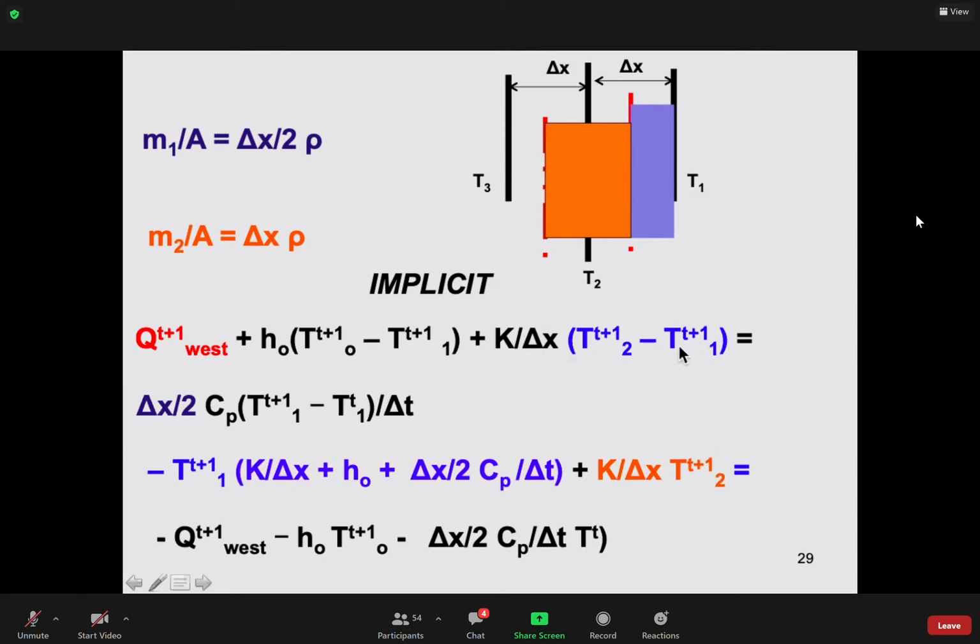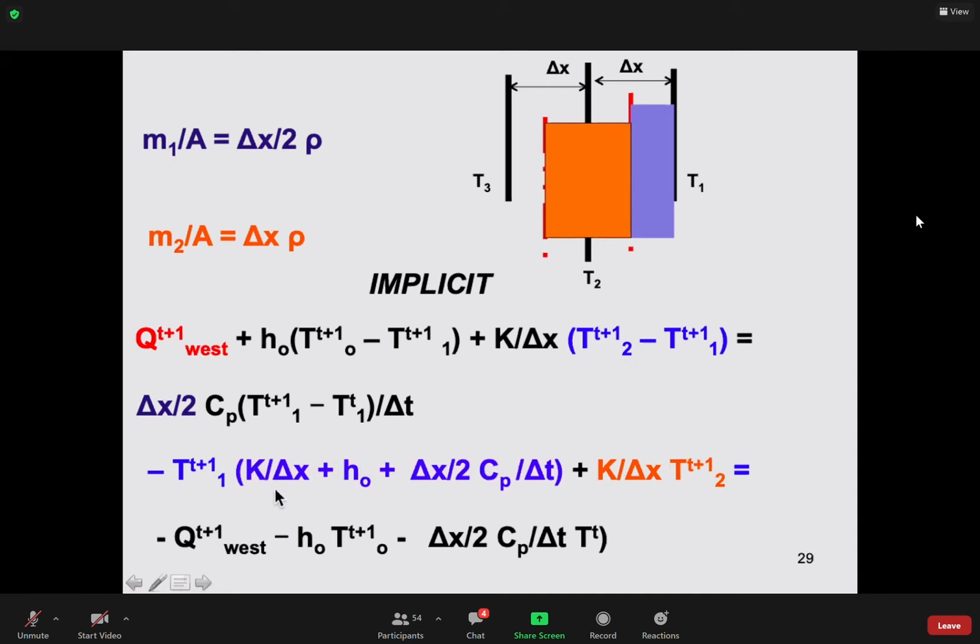I have a T1 here, and I have T1 here, all of them at future time step, okay? Therefore, this becomes my T1 here. This is conduction from here. This is convection from here. And this is the mass of the air.